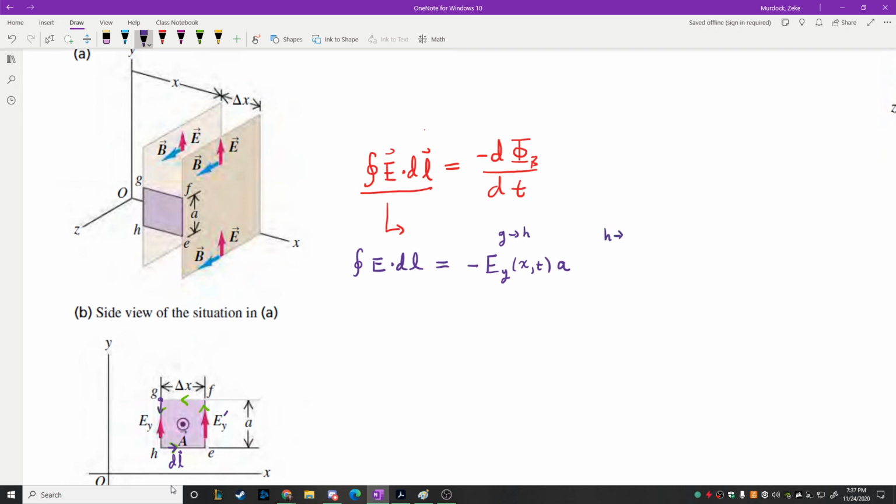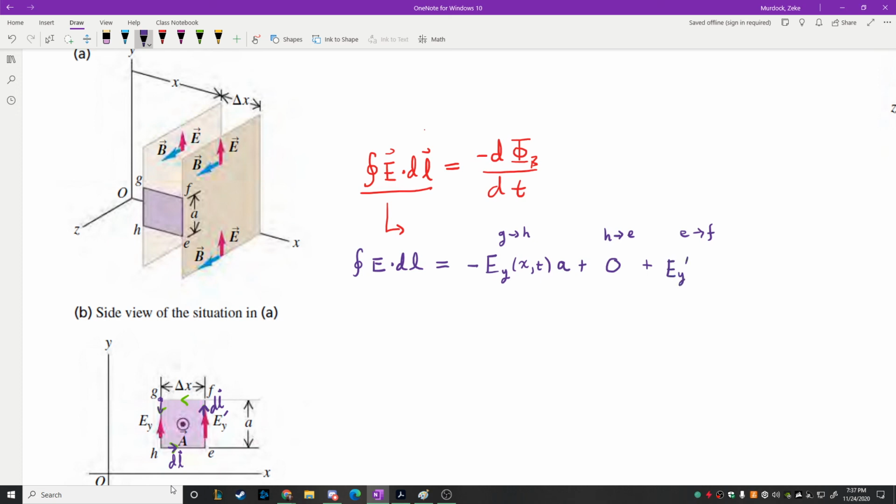Next, we're going to do H to E. If I go from H to E along this line, I said from the beginning that the electric field was only going to point in the y direction. If it only points in the y direction, when I take the dot product with a vector that points to the right, they're perpendicular to each other, so we're going to get 0. From E to F, the direction of the path, dl, is the same as the direction of the electric field. So here we're going to get positive Ey prime.